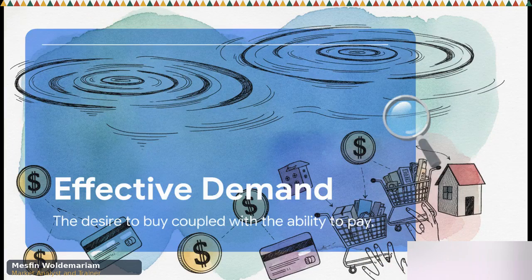Now, if we move slightly deeper, but hey, we're still firmly in the visible realm above the water, we find effective demand. This is defined as the desire to buy a product coupled directly with the actual financial ability to pay for it. Put simply, it's where consumer intent meets actual purchasing power.